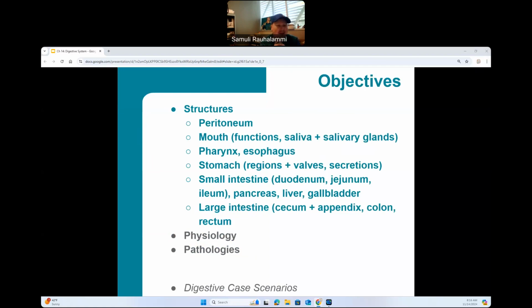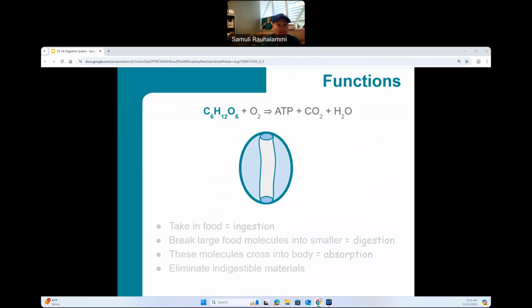And like I said, I really want to get us started by thinking of that big picture. Why do we need a digestive system? What are the roles of the digestive system? So why don't we just make a start with that?